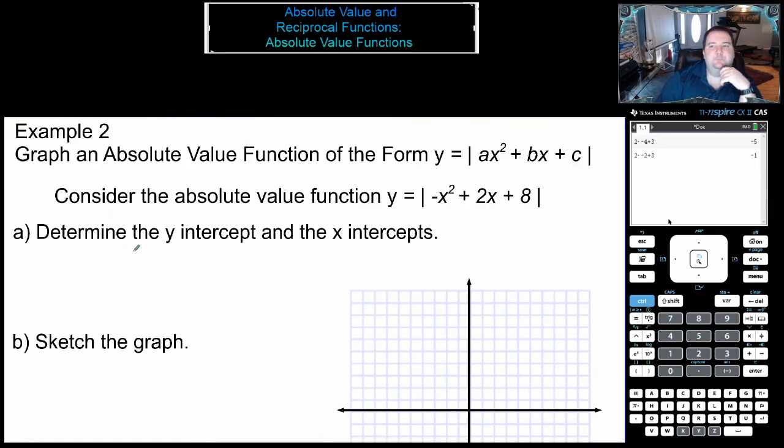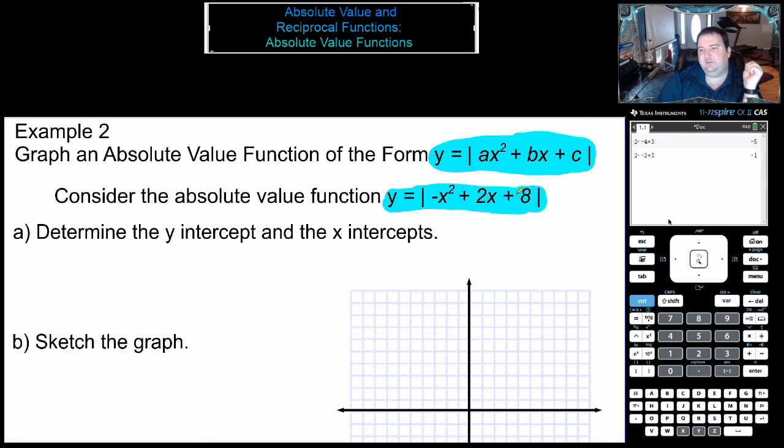Let's try this out. So we are going to be looking at graphing now parabolic functions, quadratic functions in absolute value signs. So this is going to be really interesting. And the one we're looking at is going to be negative x squared plus 2x plus 8. So the first thing that we're wanting to do here is we're wanting to determine the y and the x-intercepts. So let's do that.